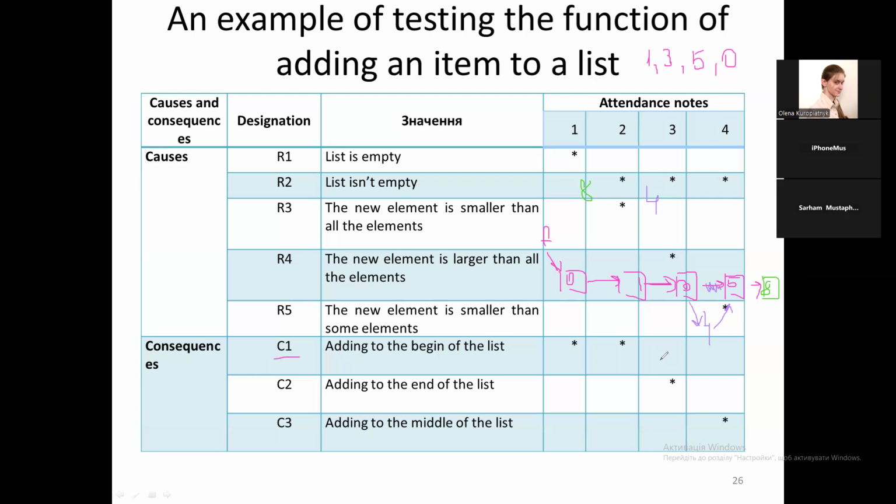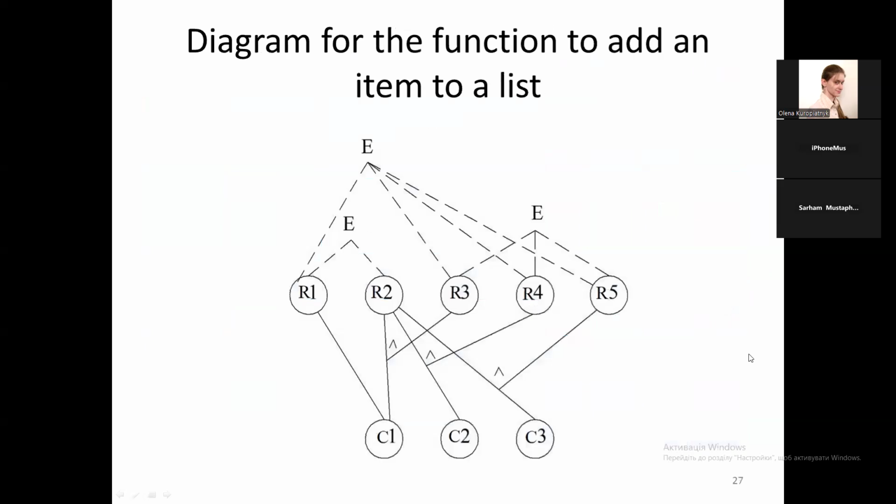After that, I have a list of causes or reasons, and I have a list of results or consequences. I can construct the diagram. I will do the drawing. Let's switch to the next slide.